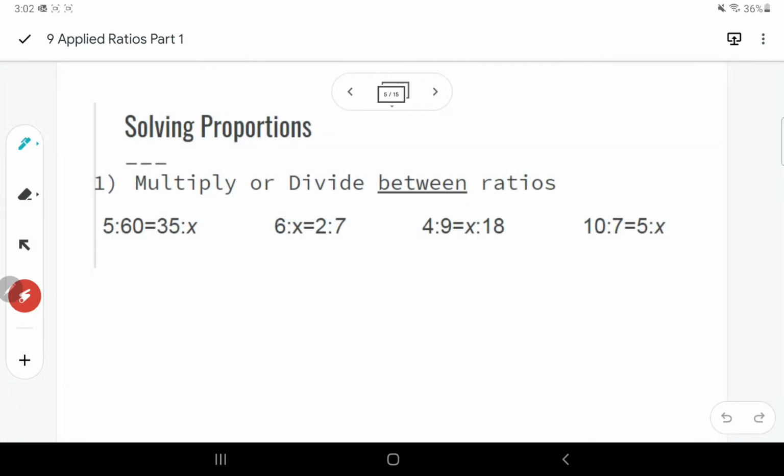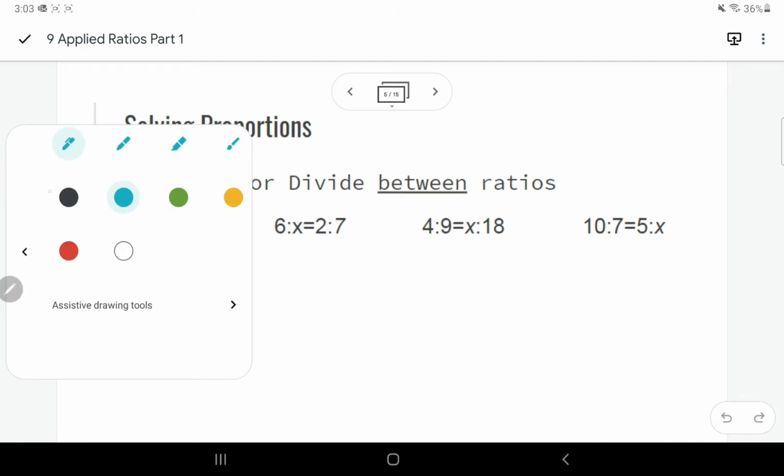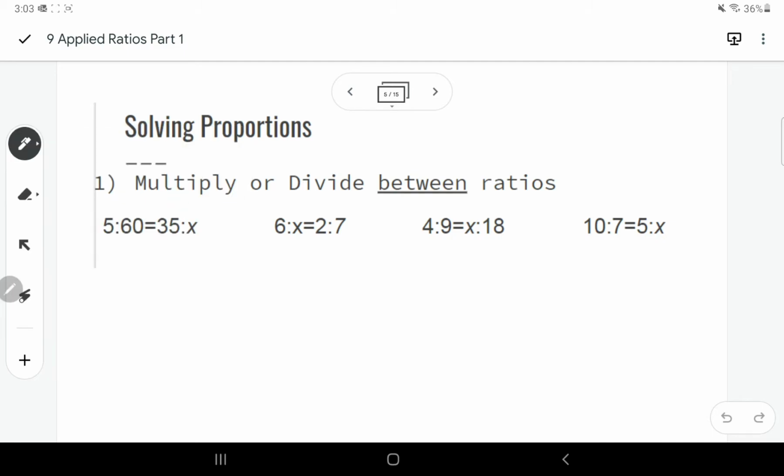So once you finish that, we can move on. And we're going to move on to solving proportions. So this is something we're going to do to figure out a missing value in 2 equivalent ratios. When I'm solving proportions, I really like to rewrite these, and I find that most people find this easier, to rewrite these as 2 fractions. The first part of the ratio goes on top, and the second part of the ratio goes on the bottom. So the 5 goes on the top and the 60 goes on the bottom. Then the 35 goes on the top and the x goes on the bottom.